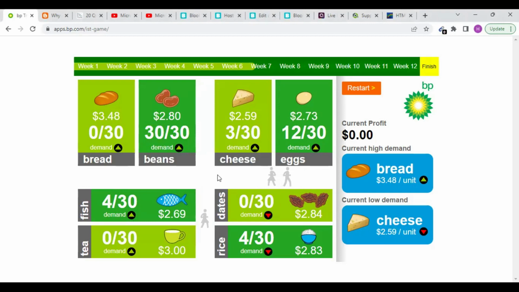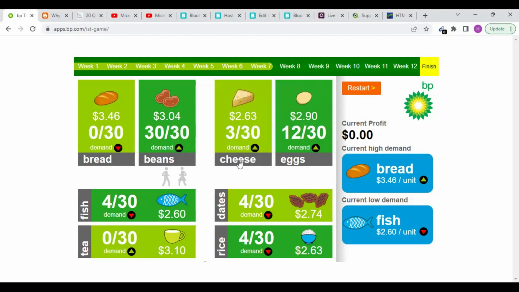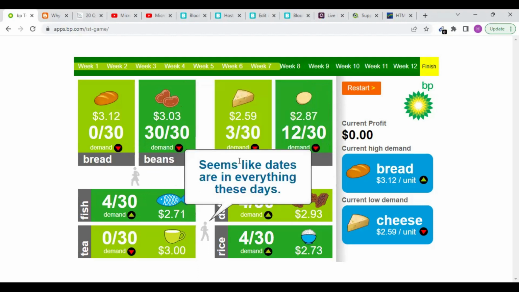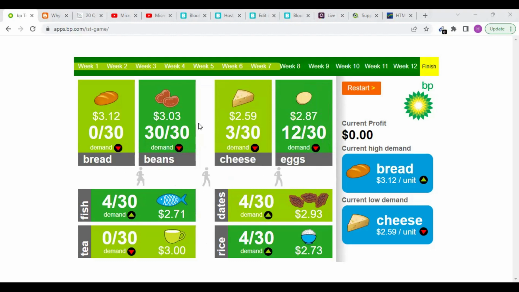So what do we buy next? How many dates do you want to buy? 4? Cool. Excellent. So what do you guys want to buy next? Bread? How much bread? 2. Great. What does everyone want to buy next?